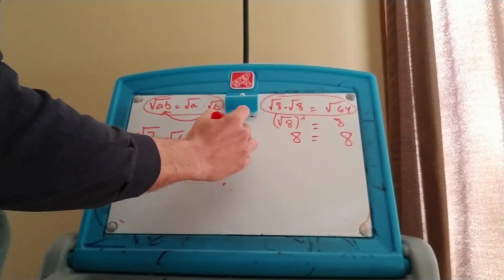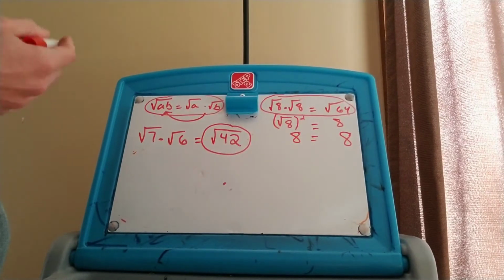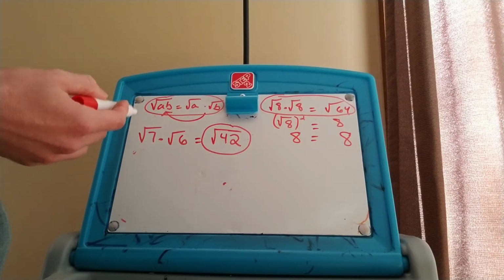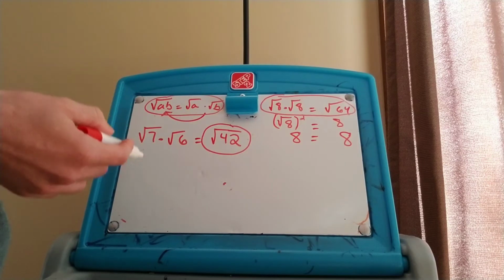There's nothing more you can do. I know 2 goes into it, I know 21 goes into it, I know 6 goes into it, I know 7 goes into it, but none of those numbers are perfect squares. So as far as writing this number in simple radicals form goes, that's it.